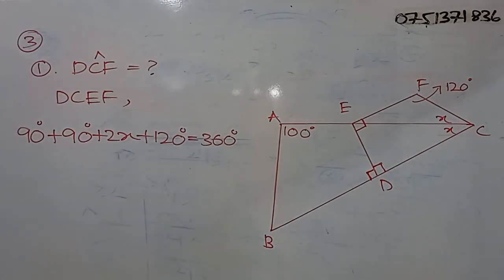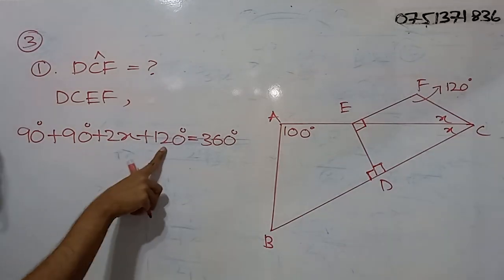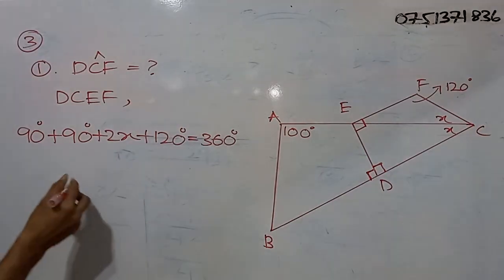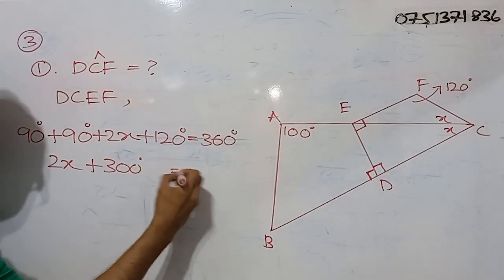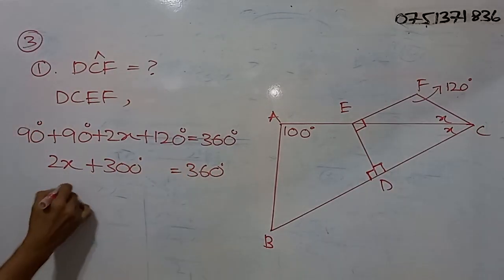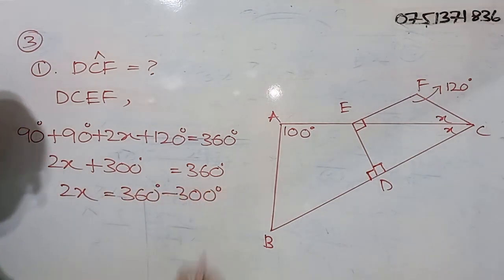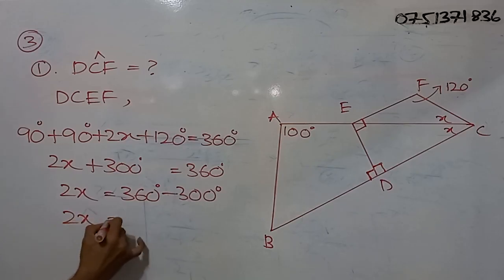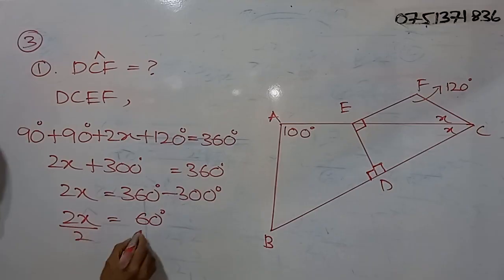360 degrees. So 90 plus 90 is 180. 180 plus 120 is 300. So 2x plus 300 is equal to 360. So 2x is equal to what? 360 minus 300 degrees. So 2x will be equal to 60 degrees. So we will have to divide this side by 2. Do the same thing to the other side. So x will be equal to what? 30 degrees. X is equal to 30 degrees.